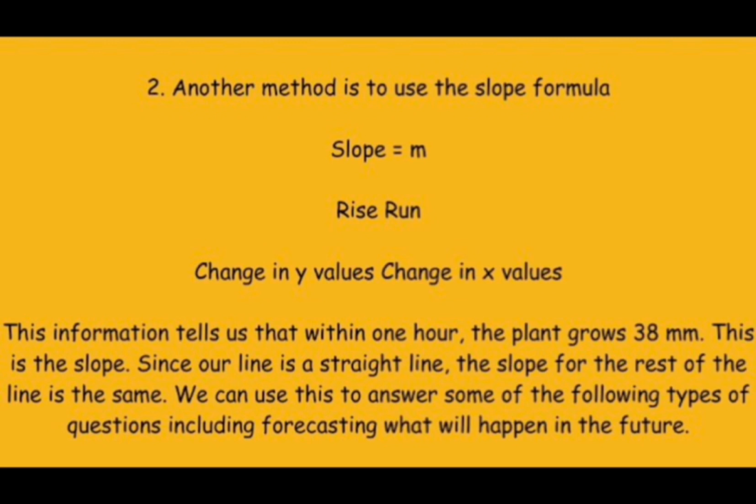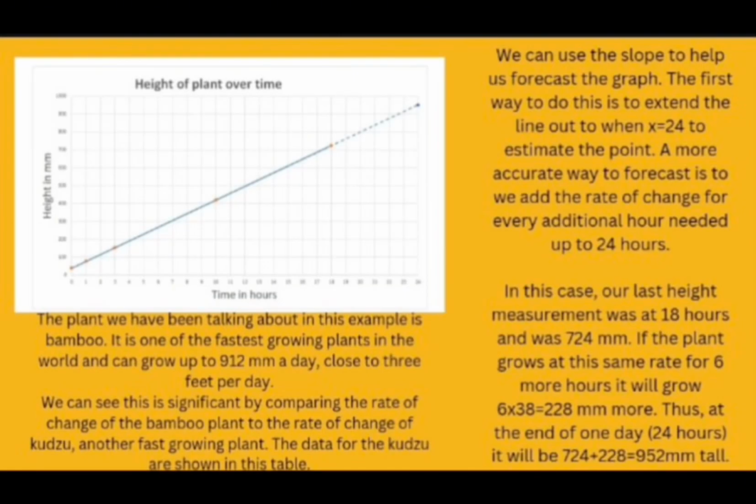We can use this to answer some of the following types of questions, including forecasting what will happen in the future. We can use the slope to help us forecast the graph. The first way to do this is to extend the line out to when x equals 24 to estimate the point. A more accurate way to forecast is to add the rate of change for every additional hour needed up to 24 hours.